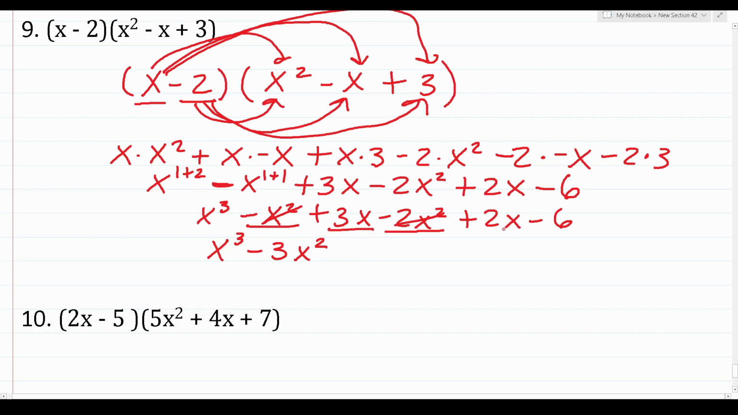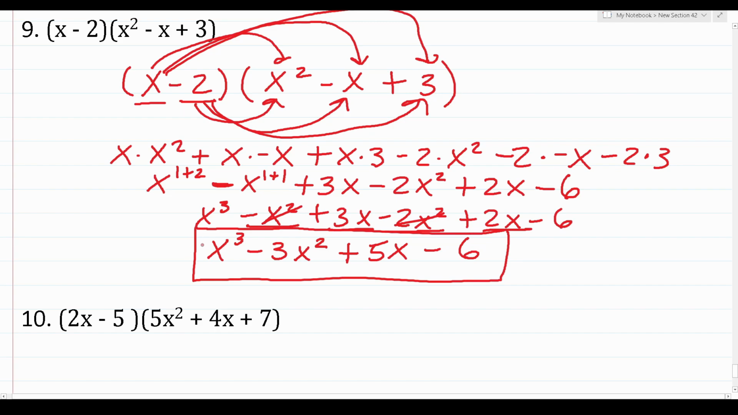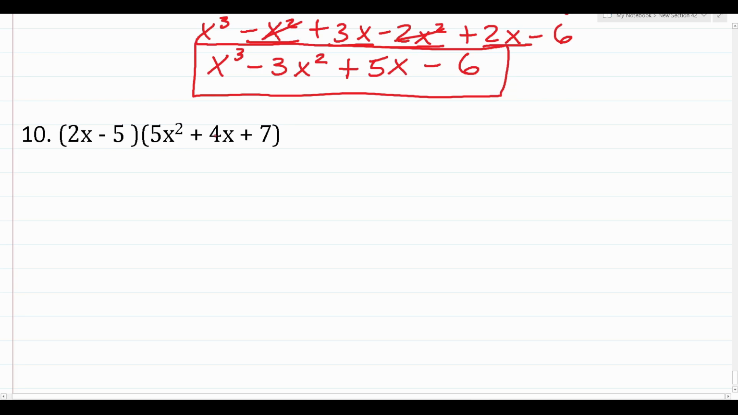Then we have 3x and 2x, which are like terms, so we can go ahead and add those such that it becomes plus 5x. And then we just have minus 6. And as you can see, we express this one such that the highest order polynomial comes first, followed by the next exponent next, and so on and so forth. So that's that one.